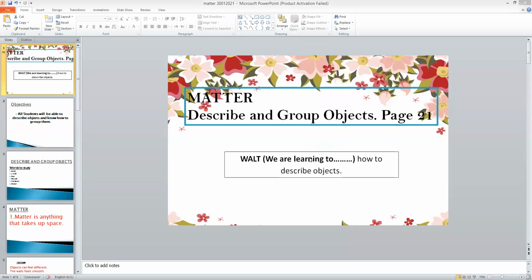Welcome to science class. Today we are learning how to talk about, describe, and group objects. Last week we started with matter. Matter is anything that takes up space and has mass.